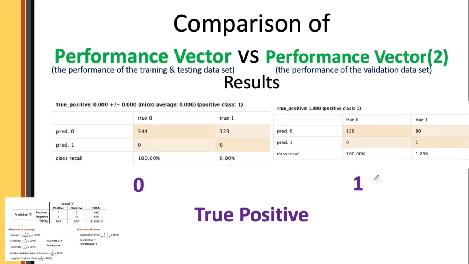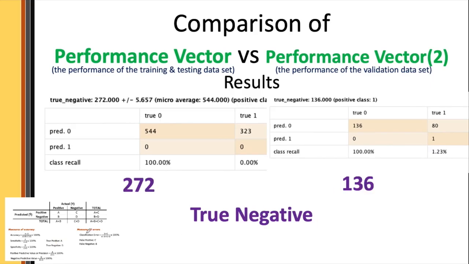Regarding the true positive, which is just a count, the true positive is just the value of A. In this case, this is our A. So in this case, we have 1 for the performance of the validation dataset and 0 for the performance of the training and testing dataset. So here we see that, again, the performance of the validation dataset is better as compared to the performance of the training and testing dataset.